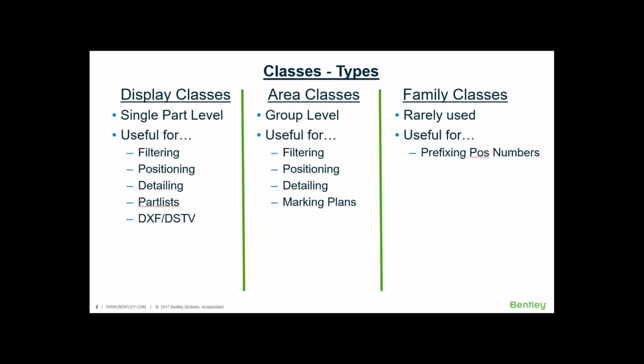So let's kick off with our types of classes. Initially we have the display classes, which we use to break down the single part level. We break the job down into components. Then next we have our area classes, and we use that for groups or weldments. And the final one is the family classes, which I rarely use, and to be honest with you, I only ever use it to put unique prefixes onto the part numbers or the position numbers. So I'd rather explain that more when I come to positioning.